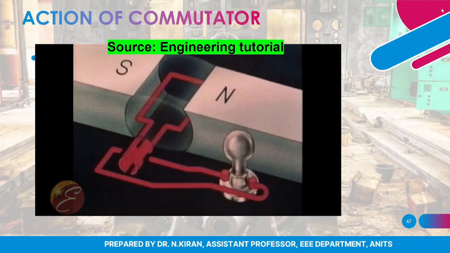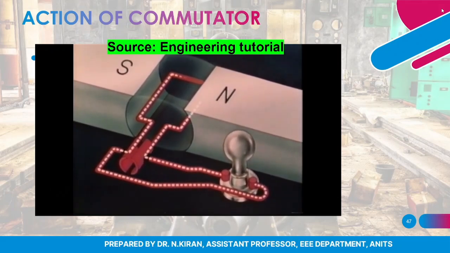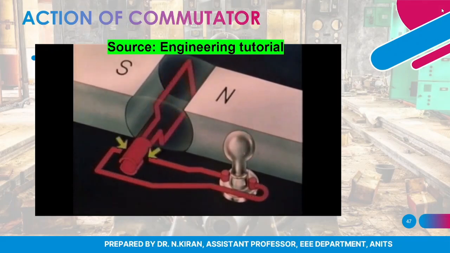Now, as the coil rotates through the first half cycle, the induced current of one direction is collected from the commutator segment. It flows through the external circuit, then back to another commutator segment and into the coil, completing the circuit. The brush that connects the commutator to the external circuit breaks the contact with the first commutator segment and makes contact with the second.